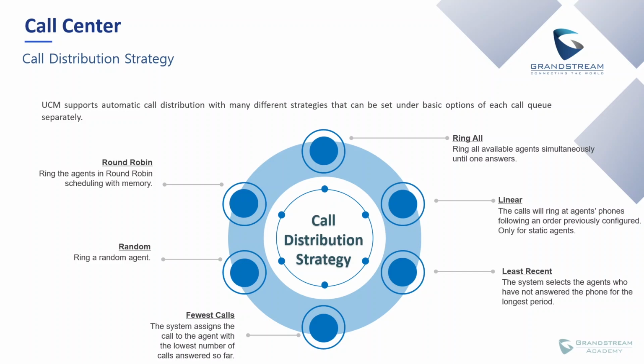For linear, the calls will ring at agent phones following an order previously configured, and it's only available for static agents. Least recent: the system selects the agent who has not answered the phone for the longest period. Fewest calls: the system assigns the call to the agent with the lowest number of calls answered. For random, it rings a random agent. For round robin, it rings the agents in round robin scheduling with memory. It basically works by forwarding the incoming call to the first person in the line.